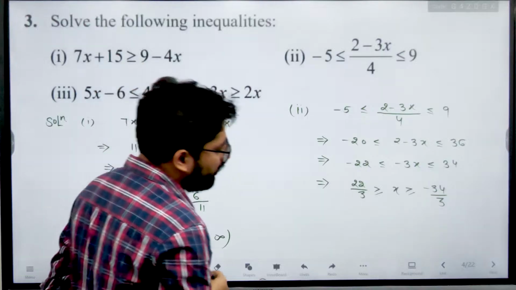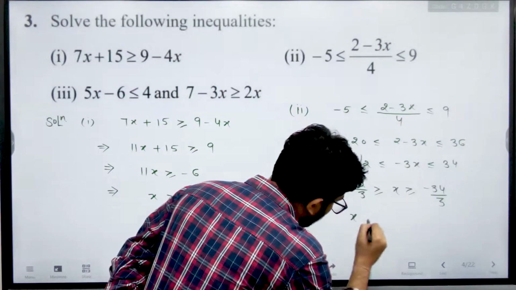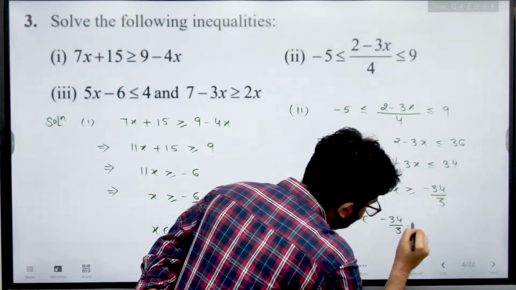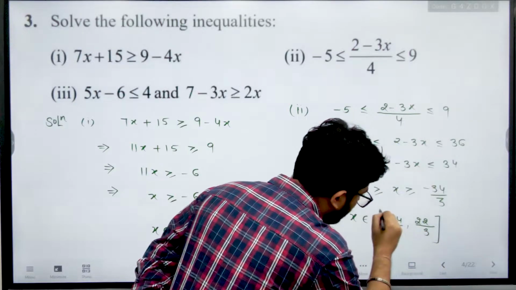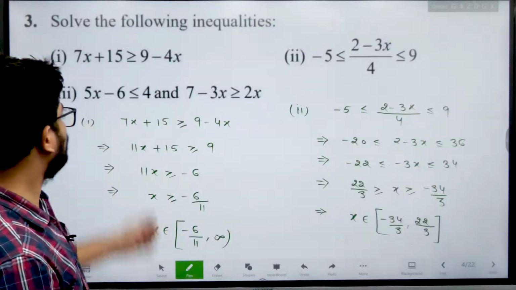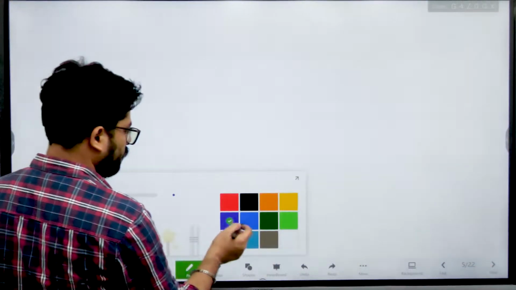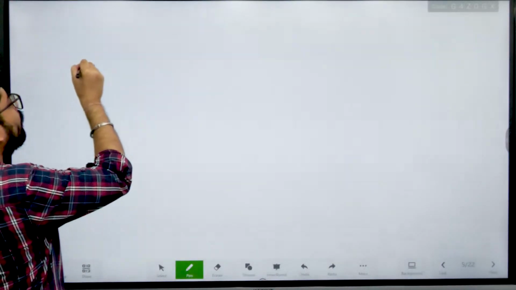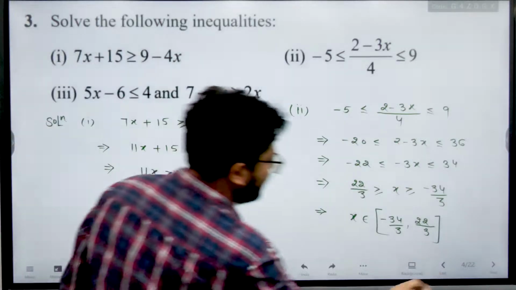Got it? So from here you can say x belongs to minus 34 by 3 to 22 by 3 close interval. So this is your final answer. Got it? Now let's do the third one. Third is 5x minus 6 less than equal to 4.